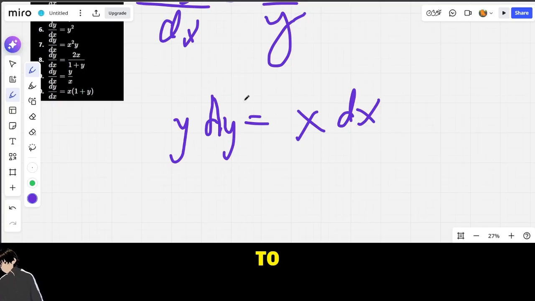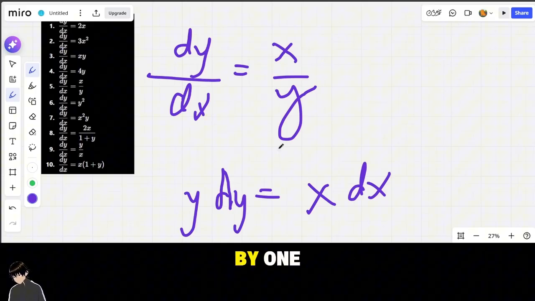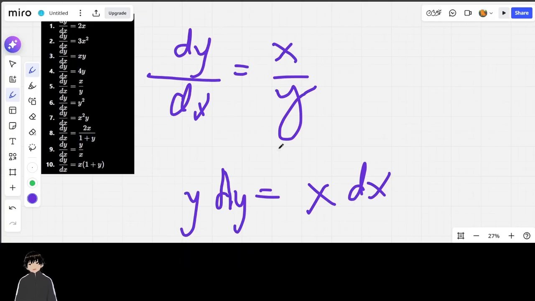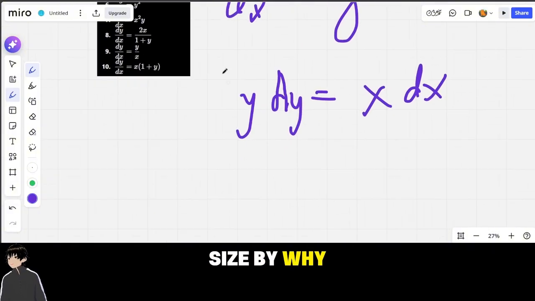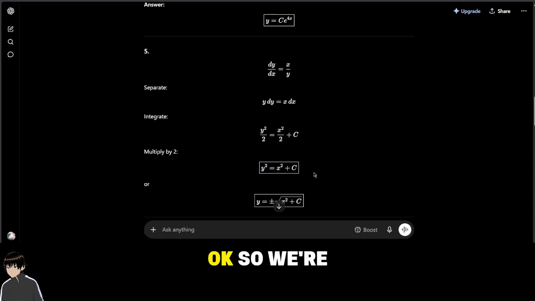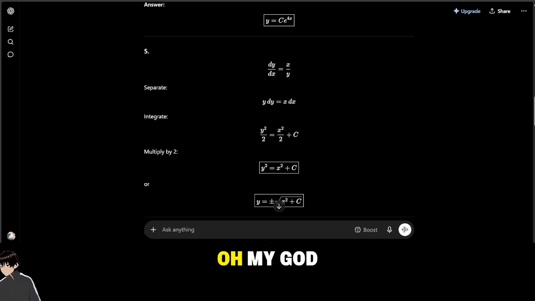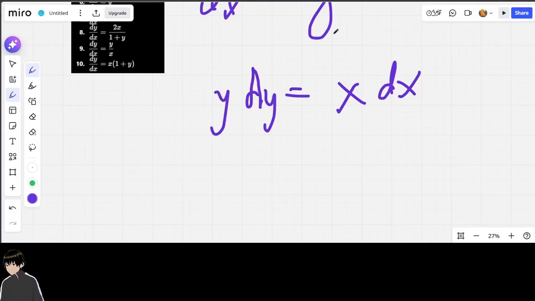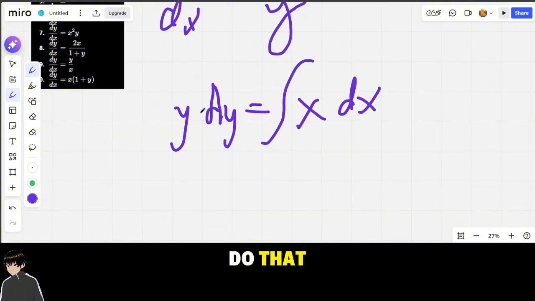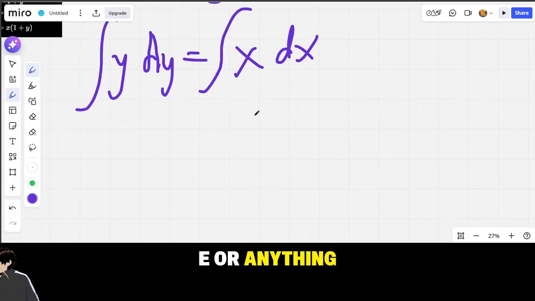Now we have to divide both sides by y. Let me just see the answer real quick. Okay, so we're trying to get y. So if you divide both sides by y... Oh my god, you actually don't do that. I guess you don't do that because there isn't a c or anything related to that.